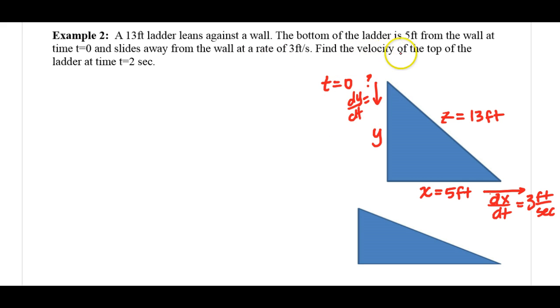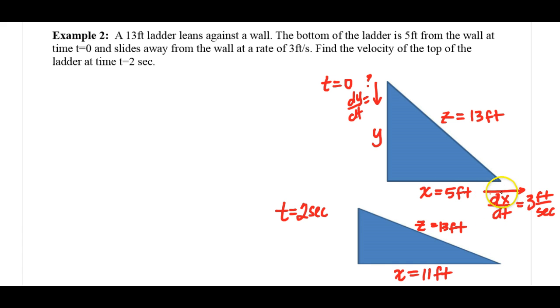So we want to know how fast the velocity of the top of the ladder is moving at t equals 2 seconds. But our diagram is when t equals zero. So that's why I have this second triangle drawn here, because I have to think about what's going on at t equals 2 seconds. Well, the ladder's not changing, so z is still going to be 13 feet. But after 2 seconds has passed, I started out 5 feet from the wall, and I'm pulling it away at a rate of 3 feet every 1 second. After one second, it would be 8 feet from the wall. After another second, we add 3 more, so it would be 11 feet from the wall. So my new x is going to be 11 feet.